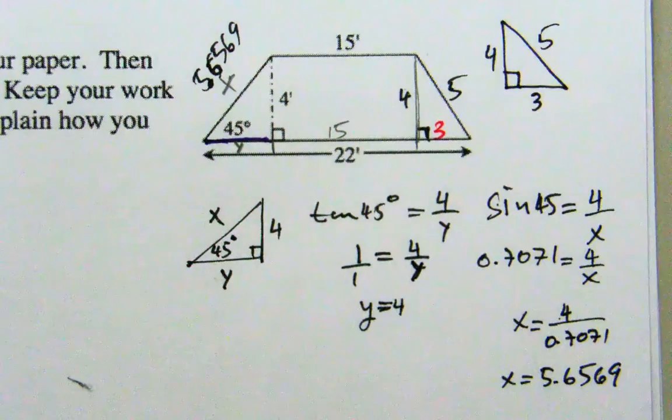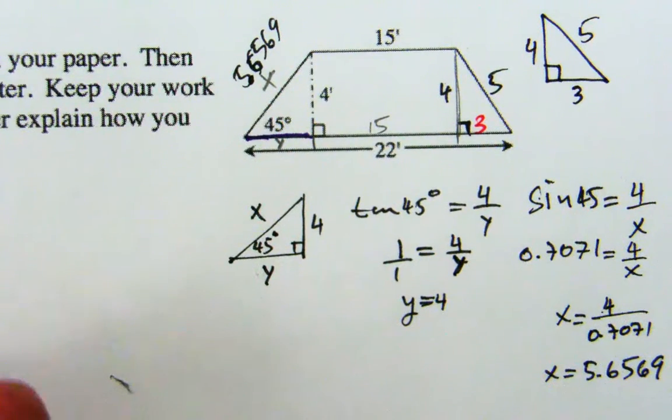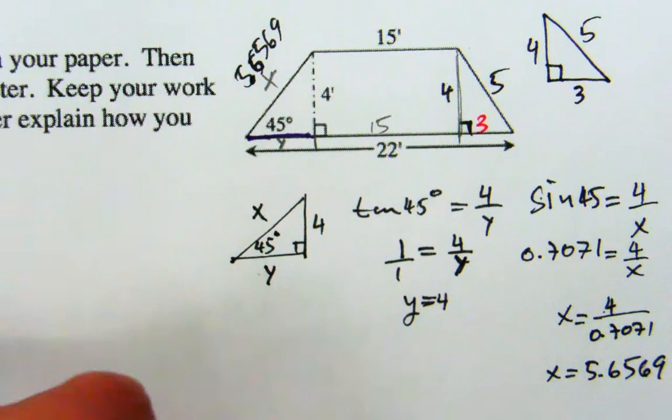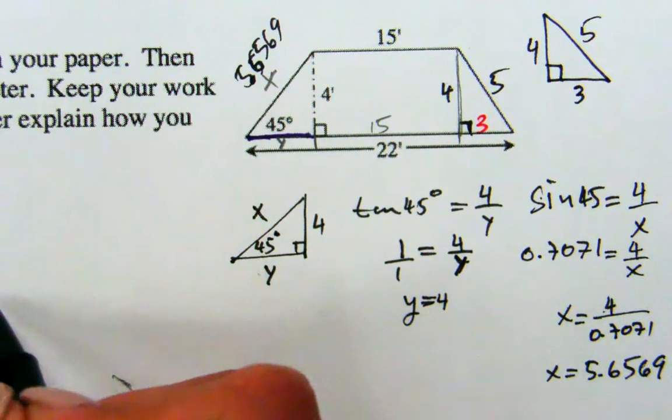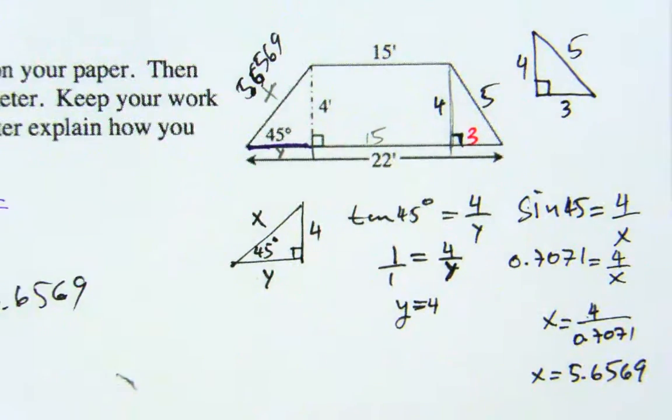So there you go. That's your perimeter. Add up all the edges and you're done. So 15 plus 22 plus 5 plus 5.6569, and then you should be done with your perimeter. Okay, that was 90.